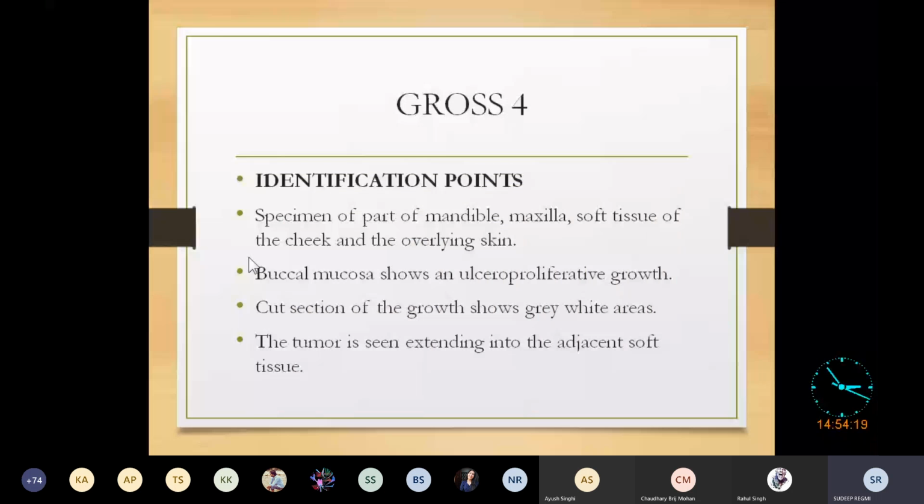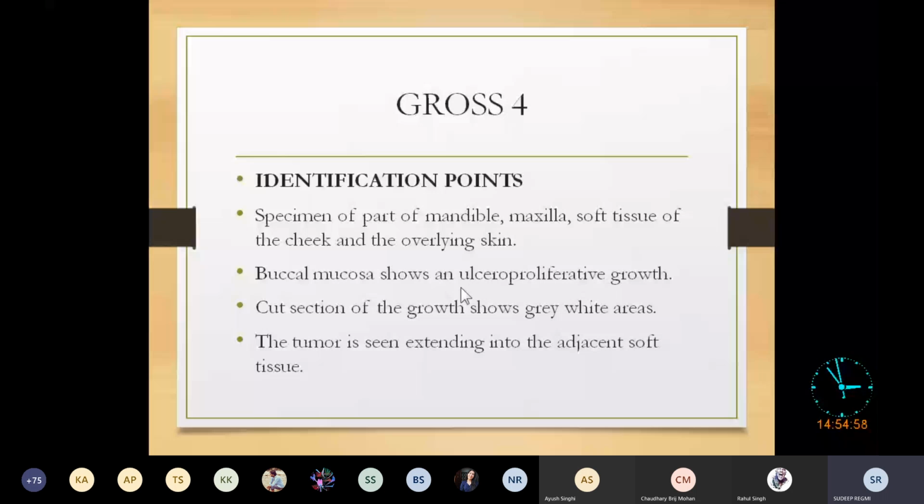So there is an ulcero-proliferative growth. This is the specific word which you should write in the exam. This is the best word to describe this tumor. And squamous cell carcinoma in other areas will also mostly be ulcero-proliferative. So you should be very particular about this word in case of squamous cell carcinoma. When this gross comes, you have to write ulcero-proliferative growth, which is a very good word to describe it.